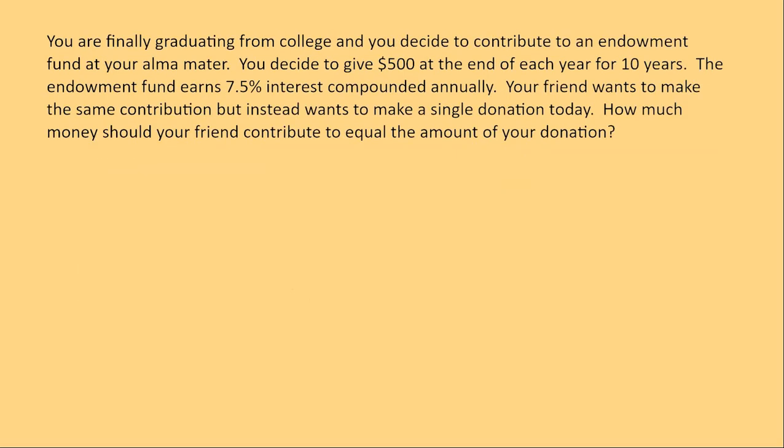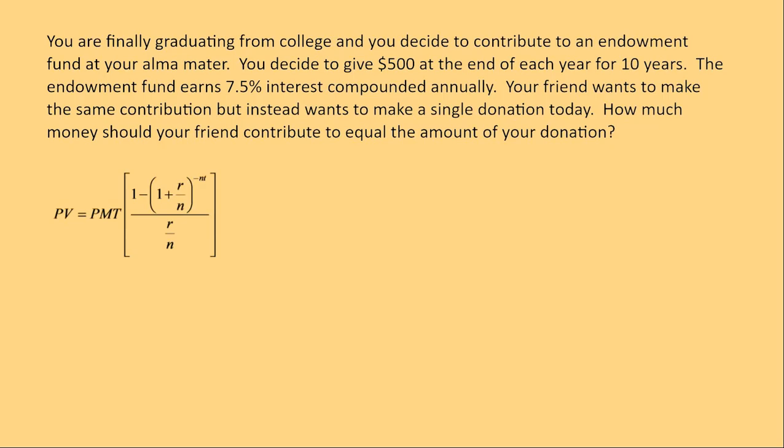You're finally graduating from college and you decide to contribute to an endowment fund at your alma mater. You decide to give $500 at the end of each year for 10 years. The endowment fund earns 7.5% interest compounded annually. Your friend wants to make the same contribution, but instead wants to make a single donation today. How much money should your friend contribute to equal the amount of your donation?